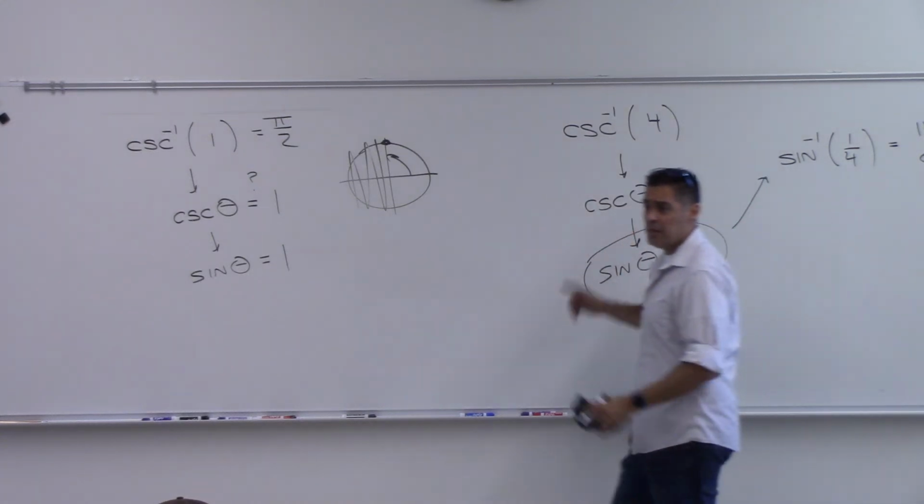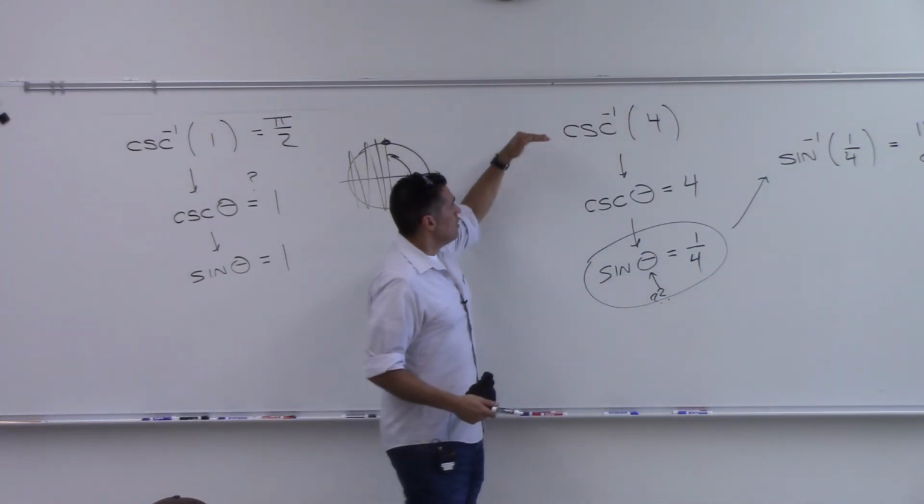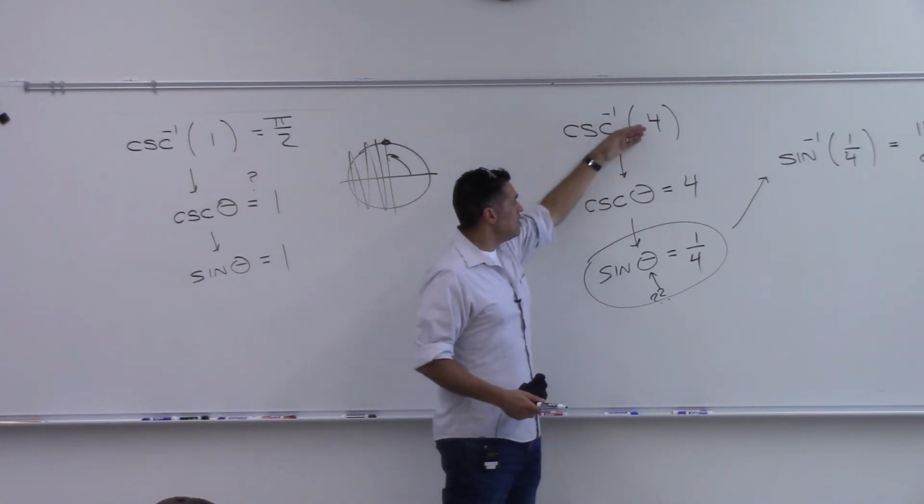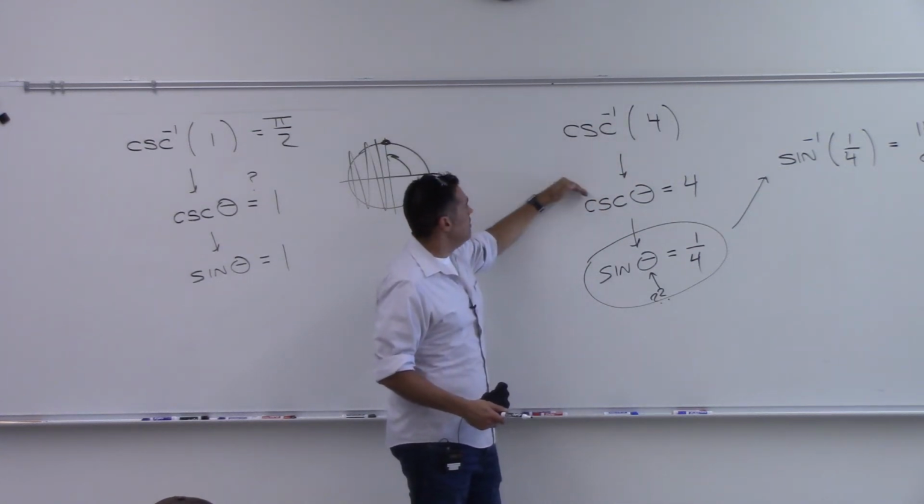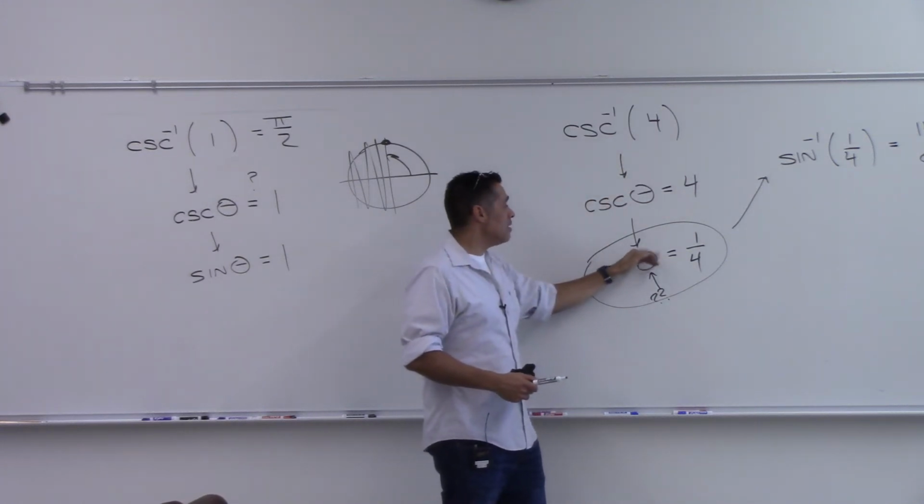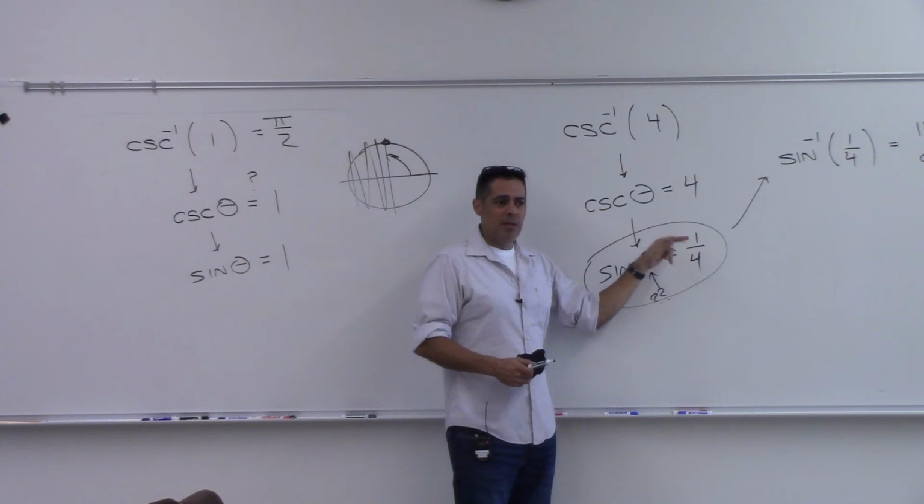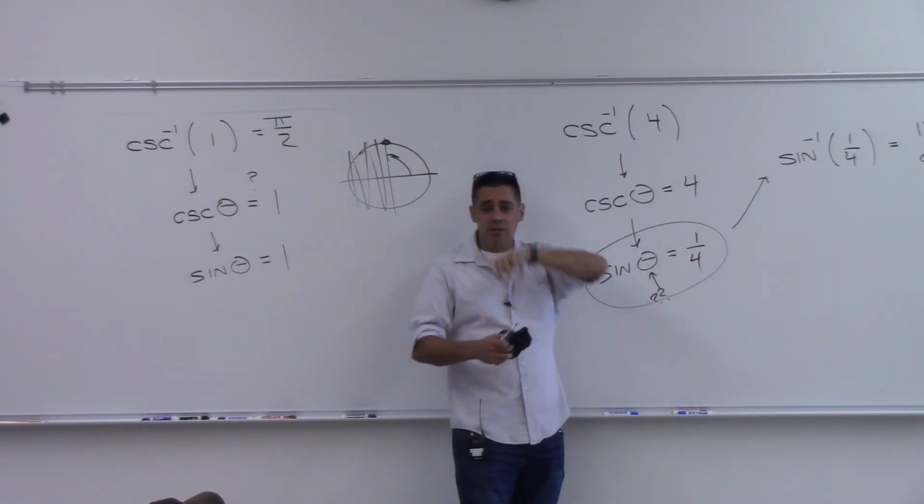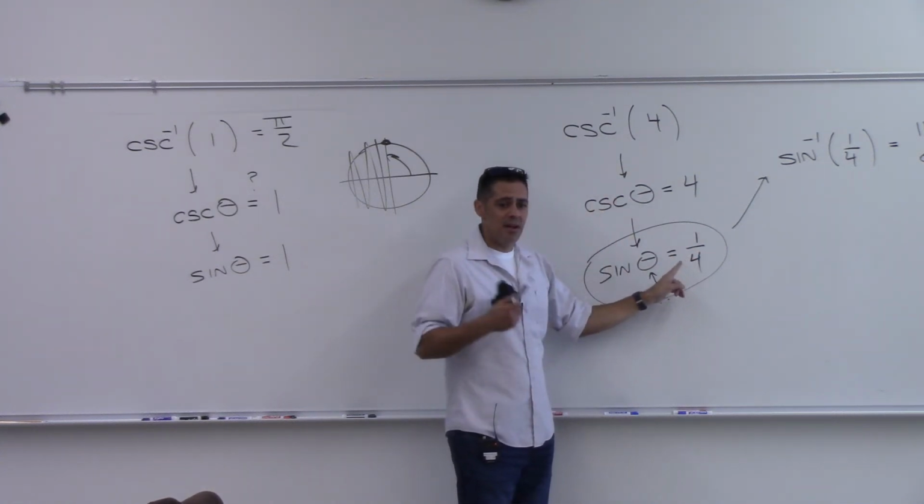So this is a little bit of a tricky problem, right? Because cosecant inverse of 4, first thing we did is we said, okay, what does that mean? It means cosecant of some angle is 4. Well, that means sine of some angle is 1/4, the reciprocal. And we look at that and go, I don't know anywhere on the unit circle where the y-coordinate is 1/4. It's not a common point.